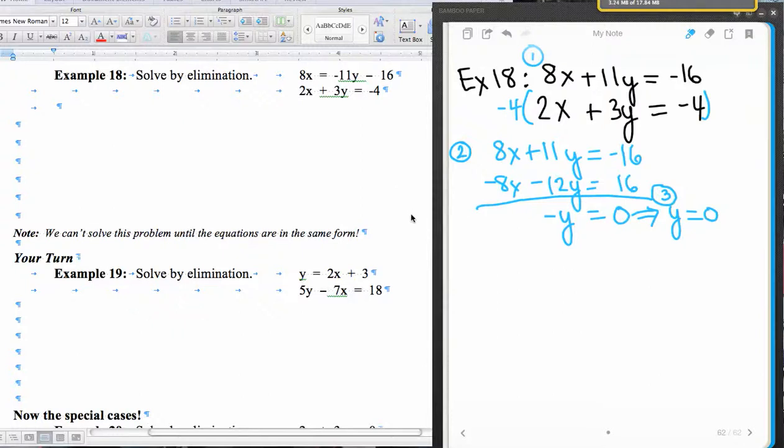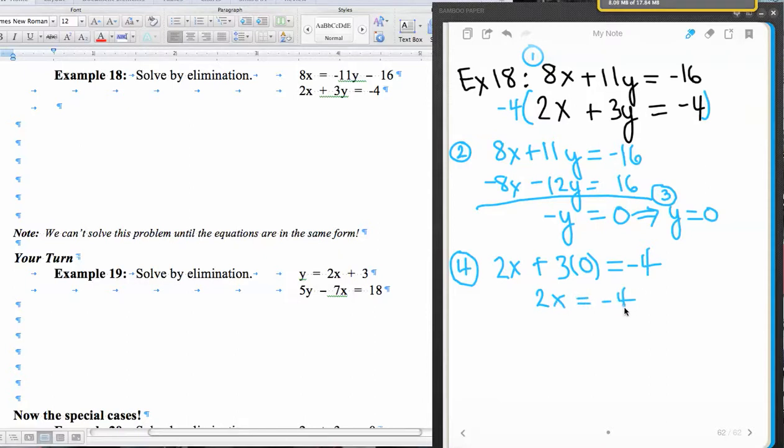Okay, continuing section 6.3 with example number 18, I'm going to take the value that I just found for y and substitute it back into one of my original equations and solve for x. So I think I'm going to put it into the second equation. So we have 2x plus 3 times 0, so put parentheses there and put the 0 in, is equal to negative 4. So that means that 2x is equal to negative 4.